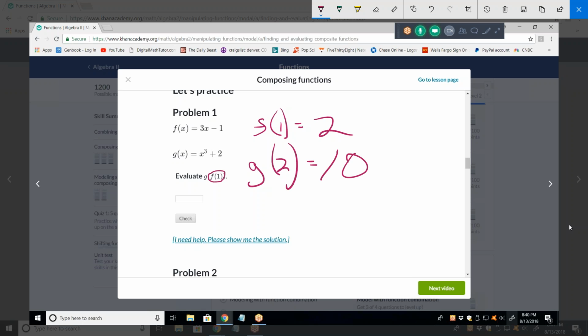Notice that none of these are complicated. As long as you start from the inside out, that's really easy. Once you come up with f of 1, plug it in for the g of x. We're looking at g of 1, or excuse me, g of 2. And you get 10.